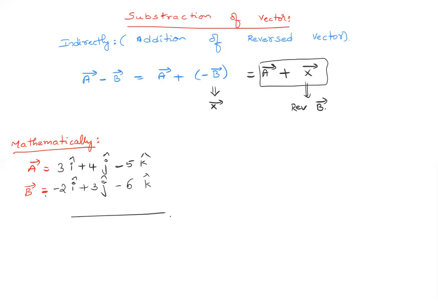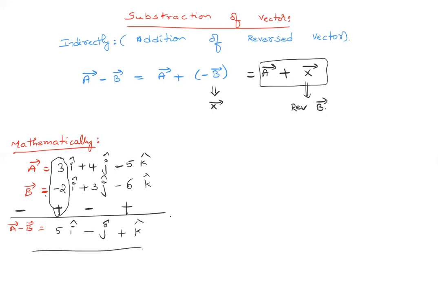Now if you are doing a bar minus b bar, you can do it just like normal subtraction. This is minus, this is plus, this is minus, this is plus. So 3 minus of minus 2 will become plus 5. So it is 5 i cap. 4 minus 3 is j cap. Minus 5 plus 6 is plus k cap. This is what you are going to get.